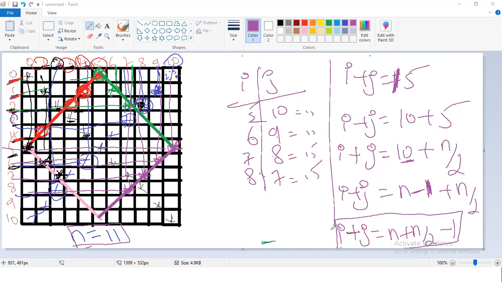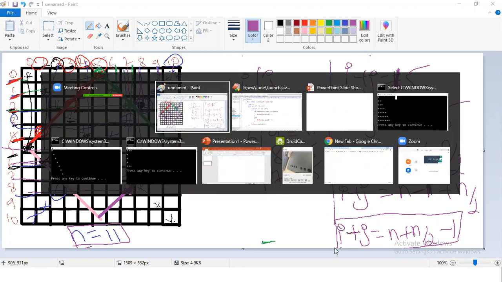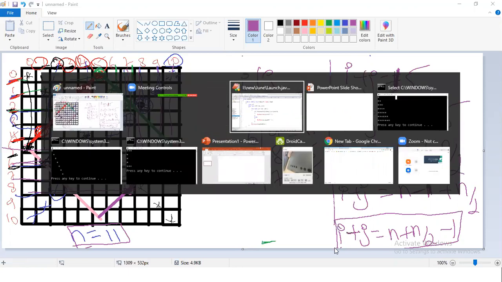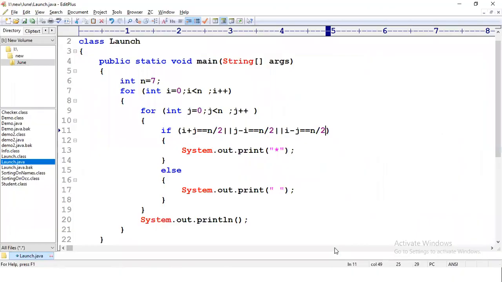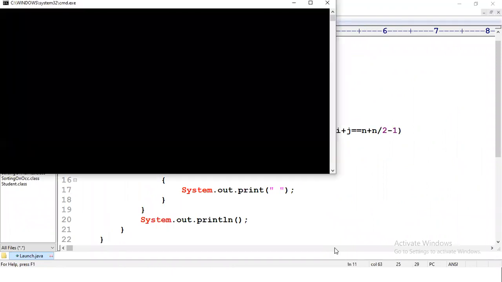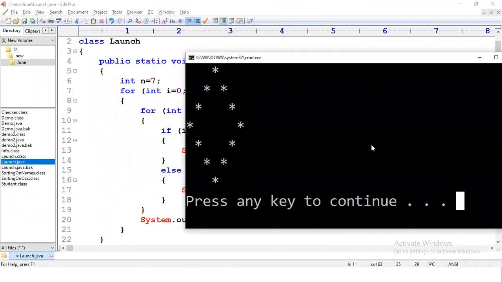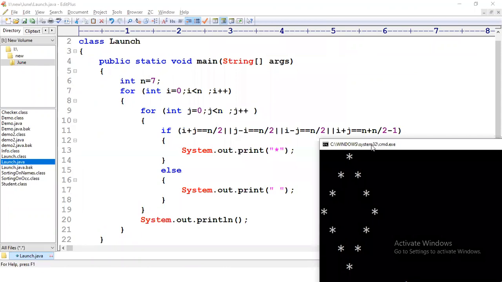So this equation I'll be writing now. It is I plus j equal to n plus n by 2 minus 1. I plus j, or operator, I plus j equal to n plus n by 2 minus 1. Let's compare and see whether I get the output. See, as you can notice, we have got the output. Take this screenshot. After taking this screenshot, you can take this screenshot as well. Take this screenshot.